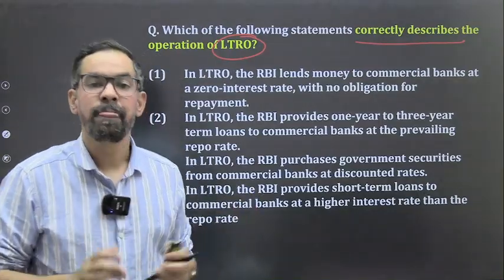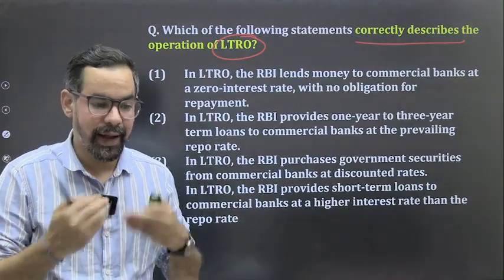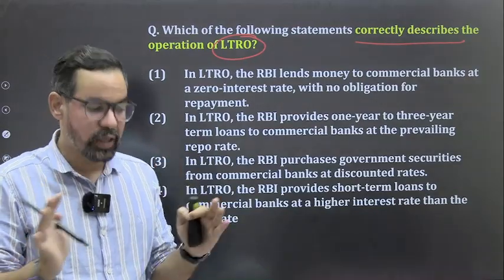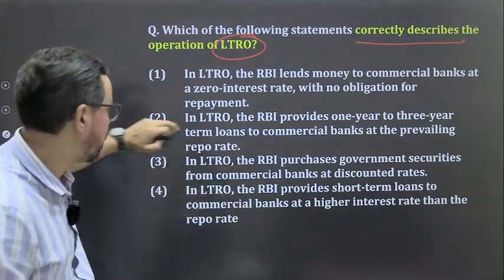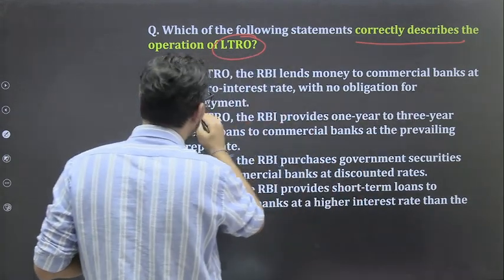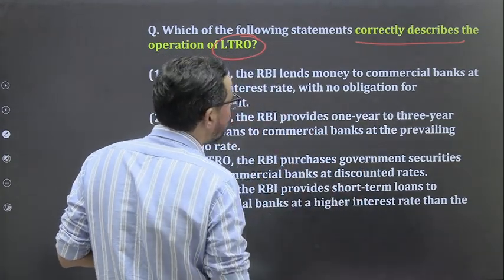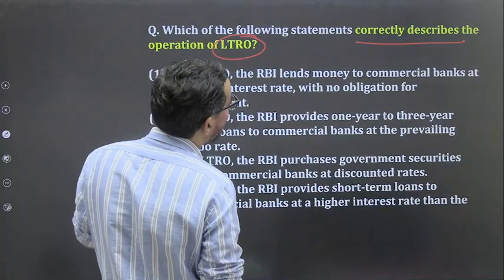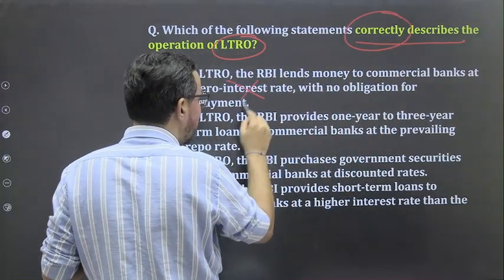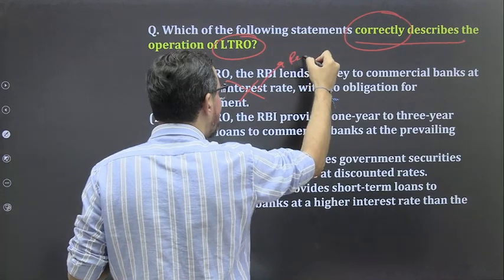तो कहीं ना कहीं लैंडिंग में ईजी करने का जो मेजर आइडिया था कि जो कोविड के दौरान जो प्रॉब्लम्स हैं उनको रिजॉल्व करने के लिए. ठीक है, so LTRO, RBI lends money to commercial banks at a zero interest rate with no obligation for repayment. आपको क्या ढूंढना है? करेक्ट ढूंढना है. ठीक है, so जीरो इंटरेस्ट नहीं, on repo rate. ठीक है, जो रेपो रेट था उस समय का उस पर.